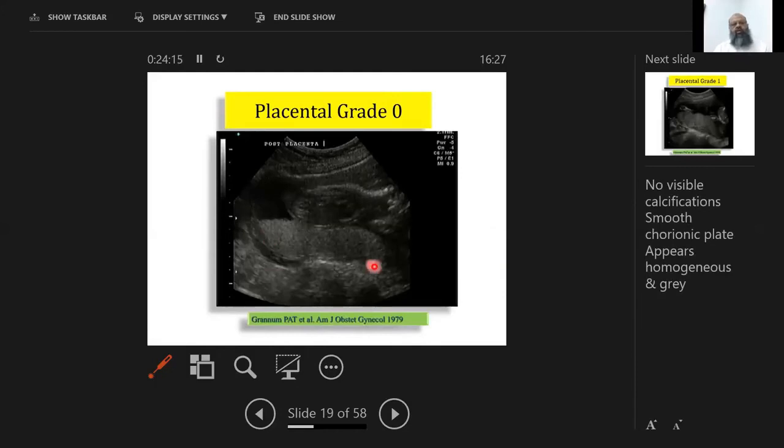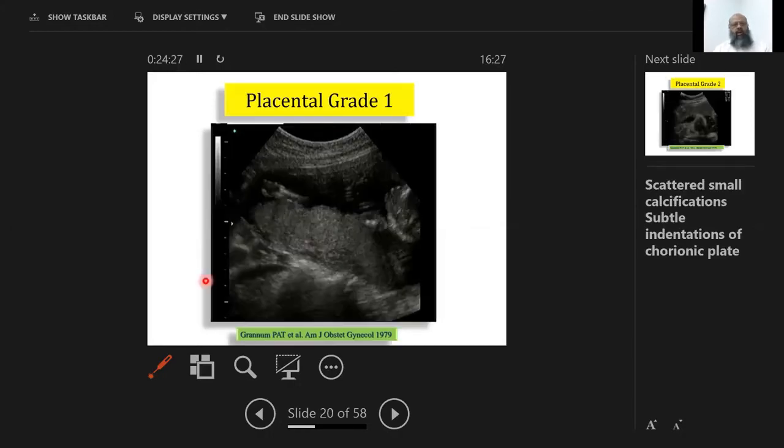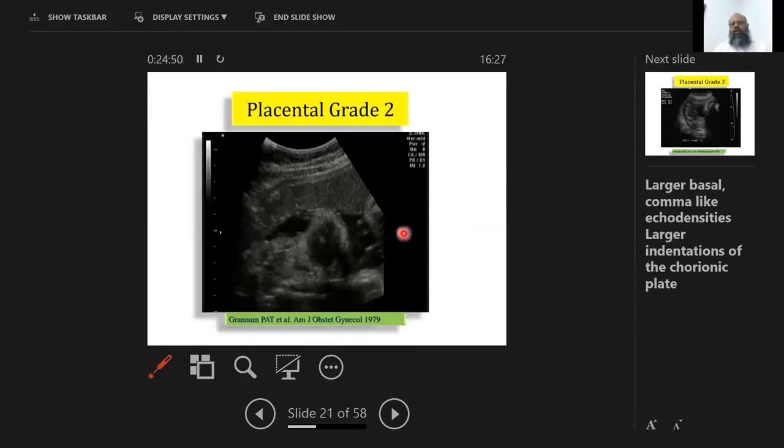This is grade 0, no visible calcifications, smooth chorionic plate, appears homogeneously gray. Then is the grade 1, very small, tiny. Here you can see the calcification. You can see small areas which are hyperechoic, and then subtle indentations of chorionic plate. This is large basal comma-like areas here, which are the echo densities. Larger the indentations are visible, the indentations are in the chorionic plate.